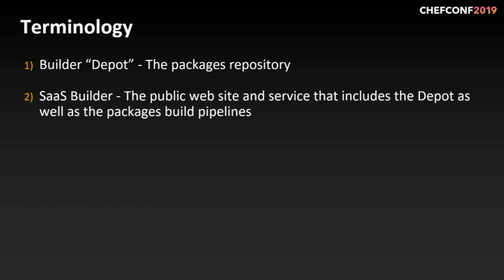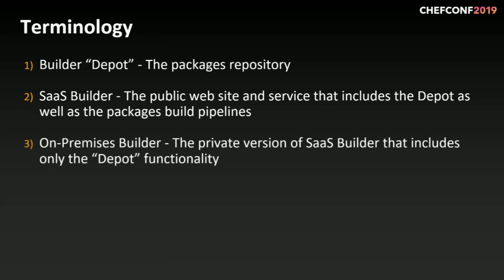And then the SaaS Builder is the cloud web service. It has the depot and the build pipeline. And then the on-premises Builder, which is the private version of SaaS Builder, only has the depot at the moment. It doesn't come with build pipelines. So that's just terminology, as I'll talk about these things a little bit later.